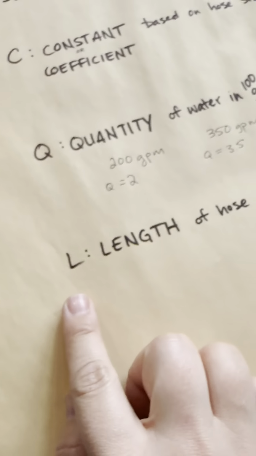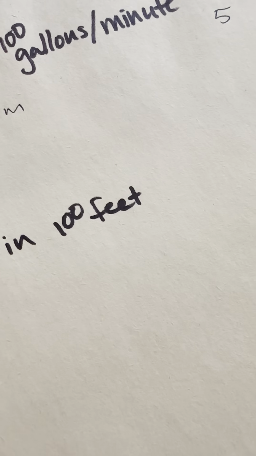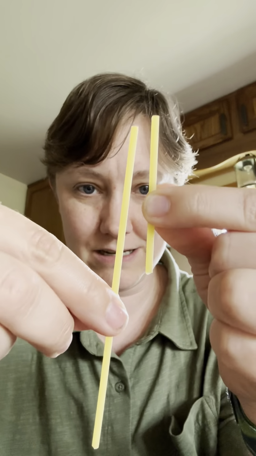L is for length. It's the length of your hose in 100 feet. This is bucatini. It's a tiny straw. If I try to blow through a little section, I can. Twice the length, twice as hard. Double it again, twice as hard. And it makes sense if you think about it.